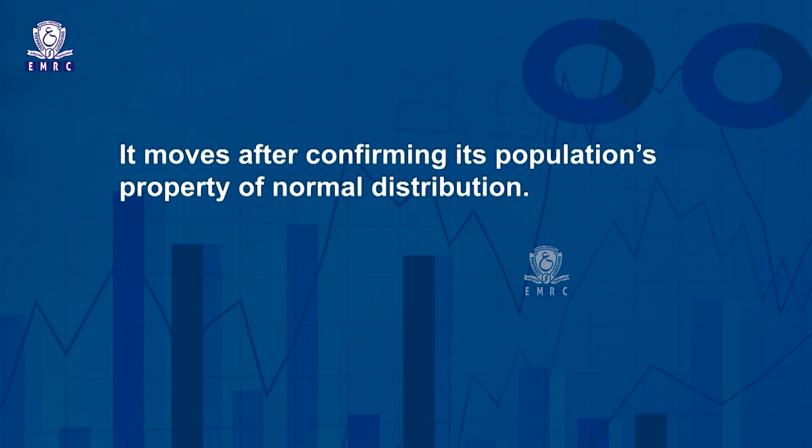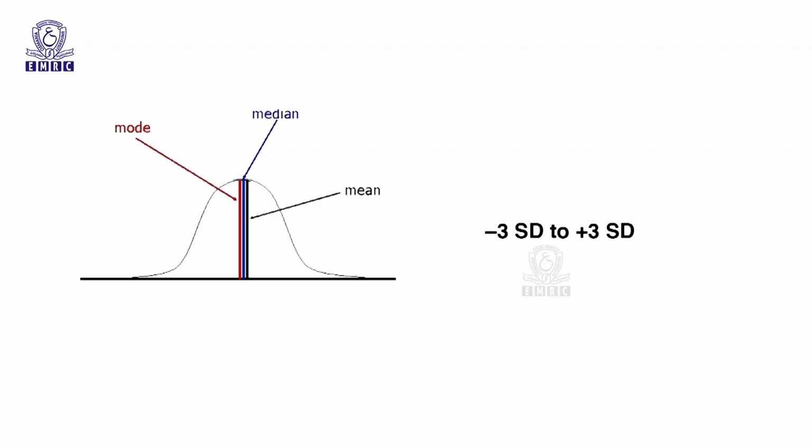The very first characteristic of parametric statistics is that it proceeds after confirming its population property of normal distribution. The normal distribution of a population shows its symmetrical spread over the continuum of minus 3 SD to plus 3 SD, keeping a unimodal shape as its mean, median and mode coincide.